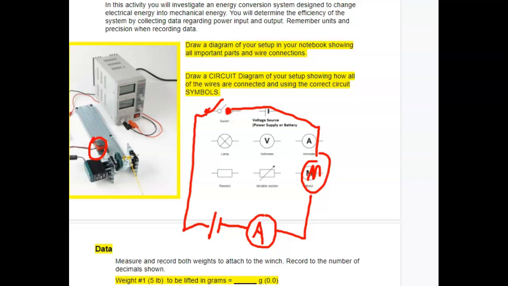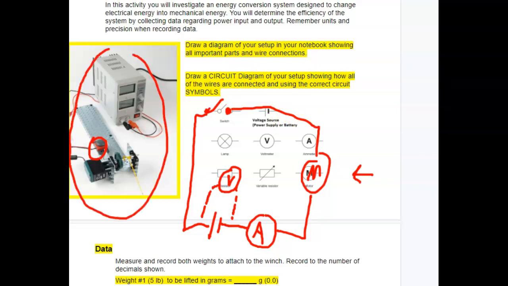We're also measuring the voltage that's being put out by the power supply. So we can put that voltmeter here, connected to each side of the power supply. So we know the voltage and current. Since there's only one resistance in here, this voltage will be the same as the voltage on the motor. The voltage into the motor is going to be the same as the voltage out of the power supply. Drawing the setup as a picture, it's going to look something like this, and you guys can just use that picture to do those ones.